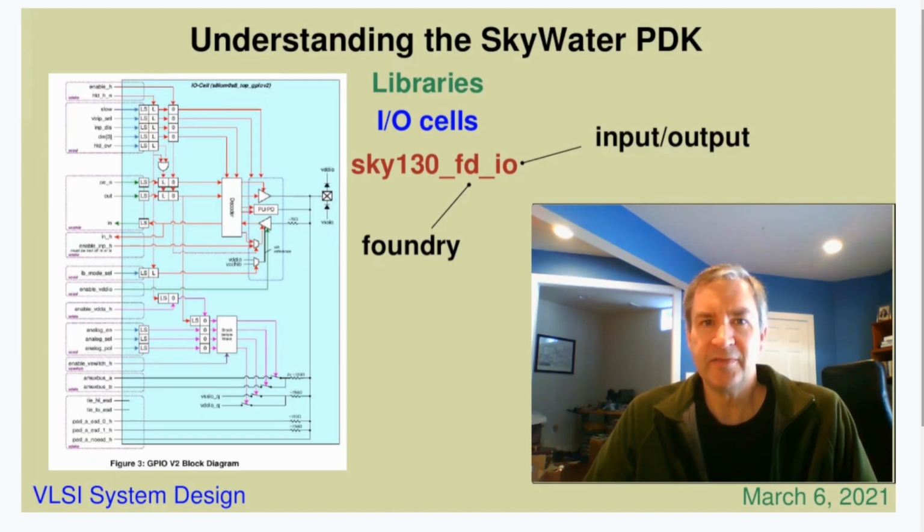There is extensive documentation on the I/O library, but I found that it takes a good 5 or 6 readings to start getting a thorough understanding of the cells and how they work. The name of the I/O library is SKY130_FD_IO, which, now that I've explained the naming convention, should be pretty obvious.